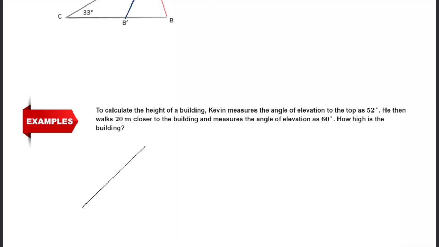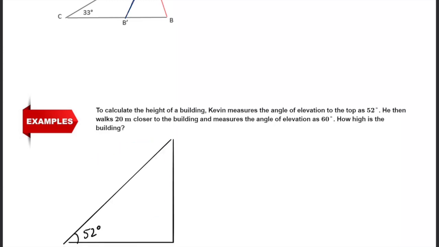So let's start by drawing the first one. We can see here that we've got the angle of elevation, so that's him looking up, is 52 degrees. And then we're told, actually I might make this a little bit bigger. He then walks 20 meters closer to the building. So let's say that that's 20 meters closer.